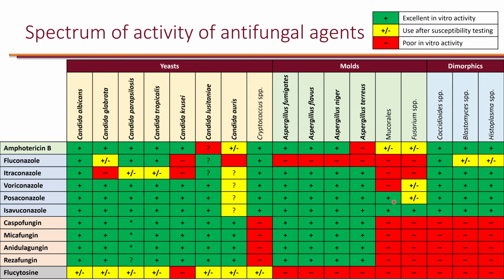And then for echinocandins, they have somewhat activity against most molds, specifically Aspergillus, but in general, their activity is not as good as azoles for Aspergillus. It's the opposite of Candida. Echinocandins have better activity against Candida compared to azoles, but it's reverse for Aspergillus. So azoles are better against Aspergillus compared to echinocandins. And flucytosine just does not have activity against molds or dimorphics. The same can be said about echinocandins, no activity against dimorphics. So for dimorphics, we're really stuck with amphotericin B and azoles.